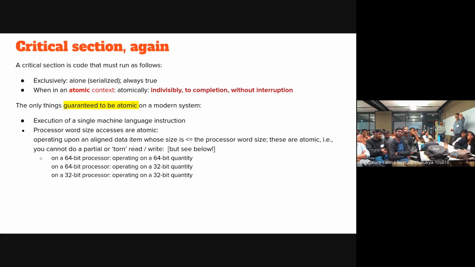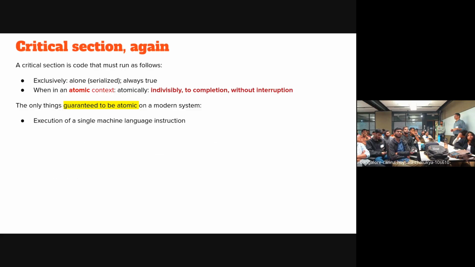So execution of a single machine language instruction is guaranteed to be atomic. That we don't worry about. While a single machine language instruction is running, even if an interrupt comes, it won't get preempted. But after it runs, all bets are off. You can get preempted.